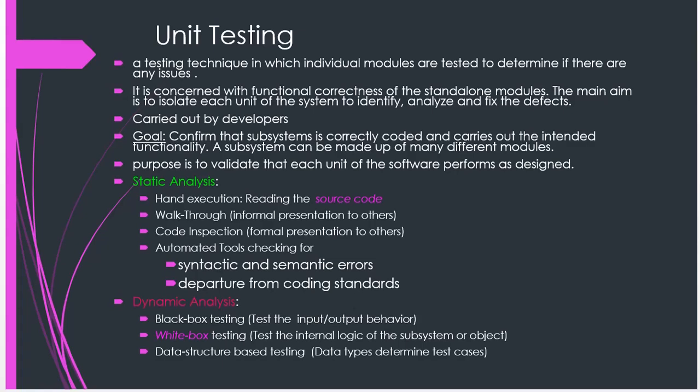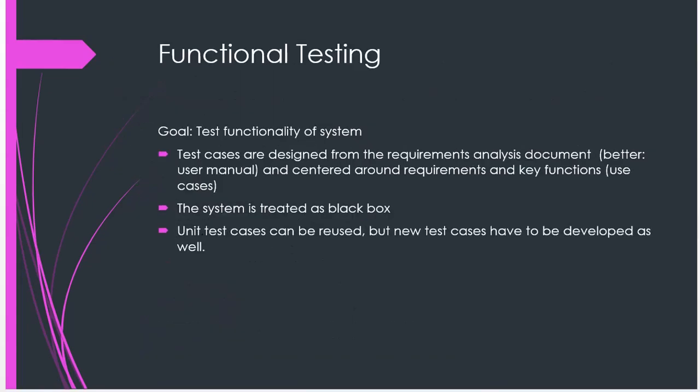Then there's white box testing. Now this one is also where you're now testing the internal logic of the system, and you're looking at the various modules at the source code and seeing how they're actually performing under the hood. Then you also have data structure testing. So under unit testing as well, you will do functional tests. So your functional tests are testing the functionality of the system, and these test cases are designed based on the requirements analysis document that was developed and the requirements that were found out to be the ones that the users want to be met.